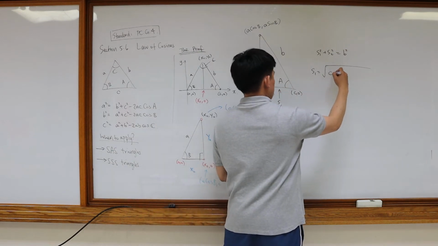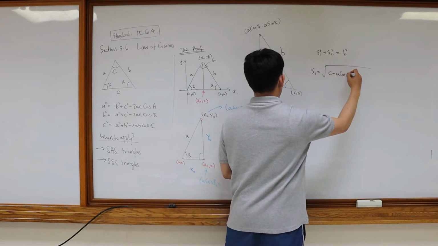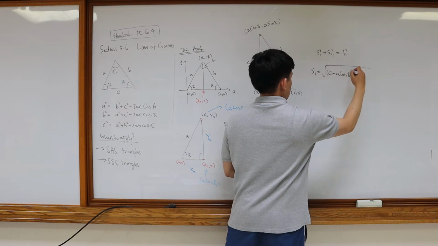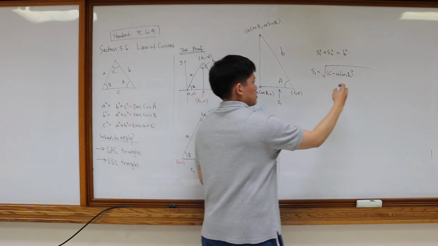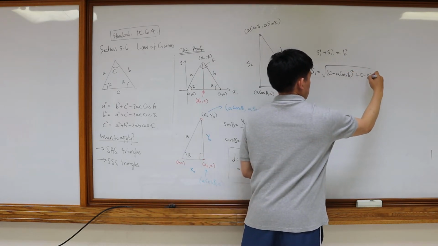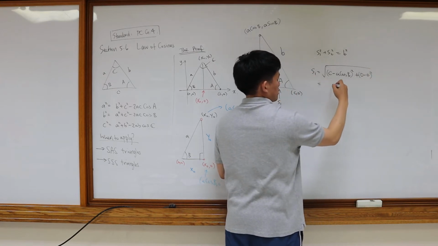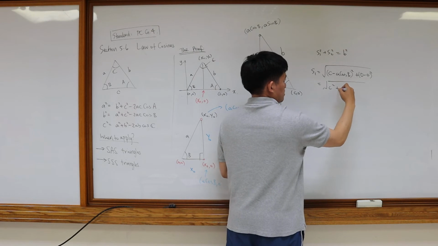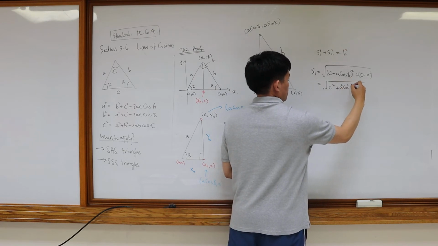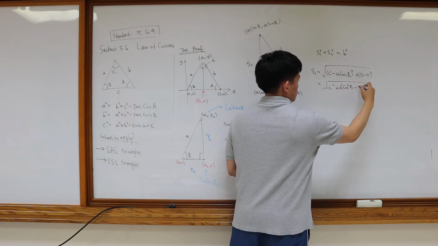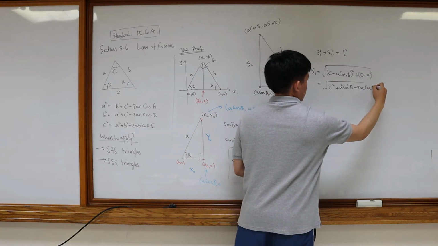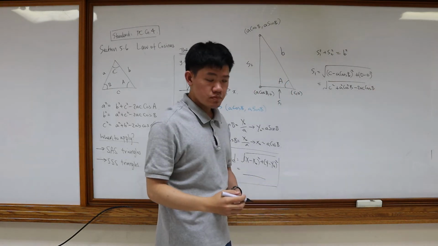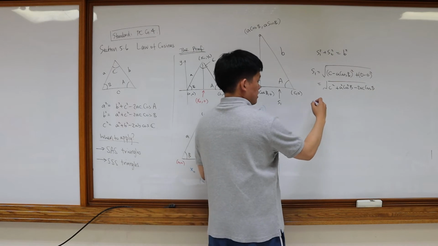In that case, you have c minus a cosine of b squared, and 0 minus 0 squared. So you simplify, and you get the square root of c squared plus a squared cosine squared b minus 2ac cosine of b. Okay? Now, let's go find what s2 is.